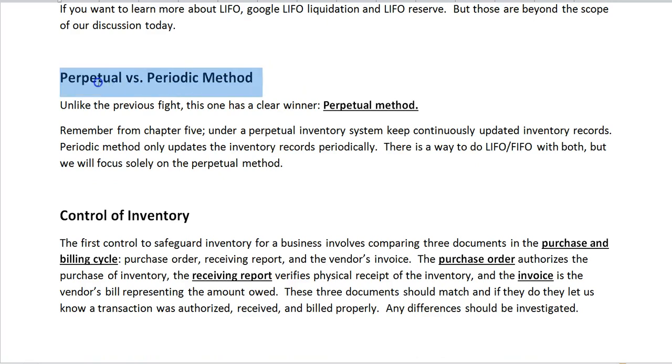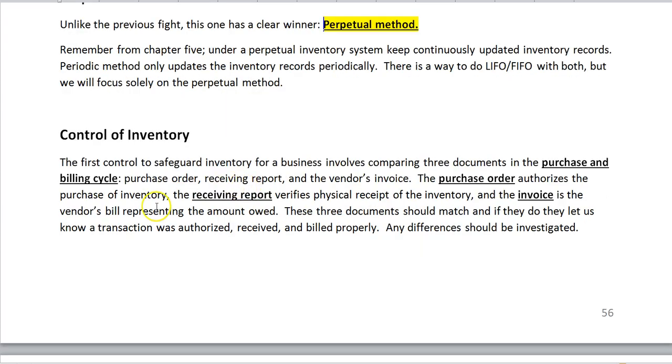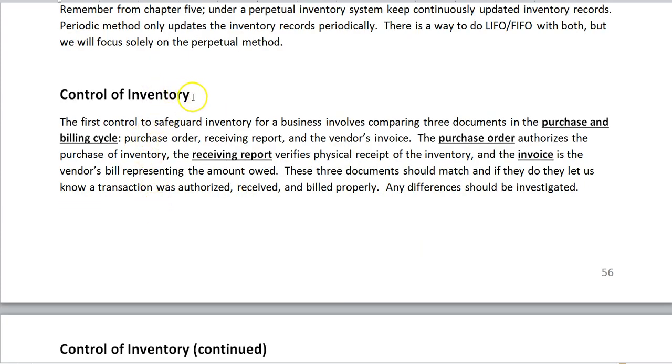Alright, we see these terms again, perpetual and periodic. Here we're going to have a very clear winner, which is perpetual. We're not going to see the periodic method. Control of inventory. Alright, so when we have inventory, we just throw a little bit of internal controls in here.